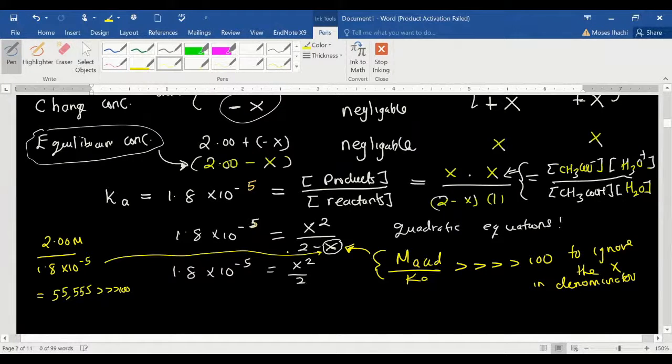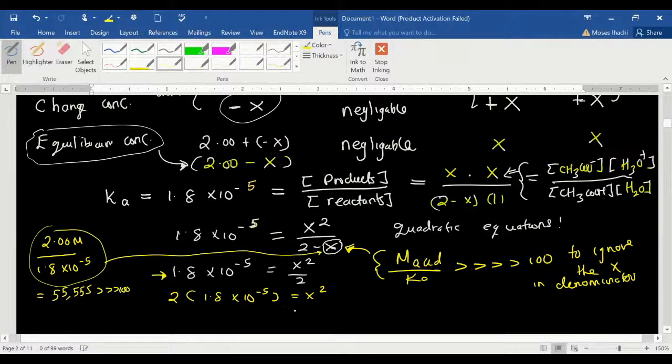If this ratio was less than 100, then I should not ignore it. I would have to use the quadratic equation or factorization. So now it's safe to ignore that, not the numerator, just the denominator. So I can use this and be very correct. There's another way to see that ignoring x was correct, but we'll talk about that last. So let's solve for x to find the concentration of the hydronium in our ICE chart.